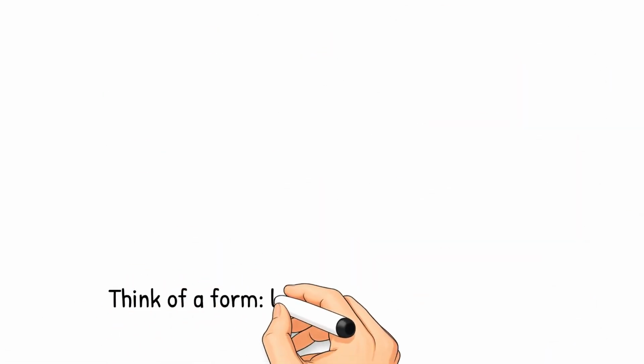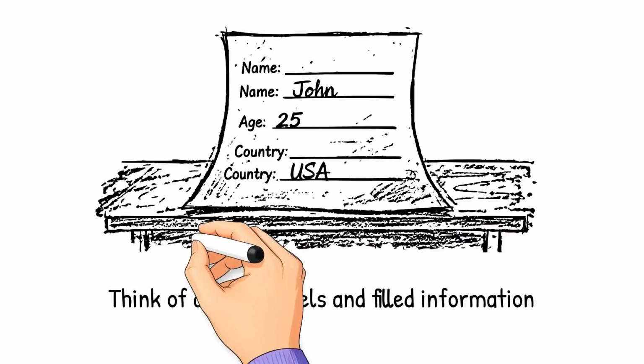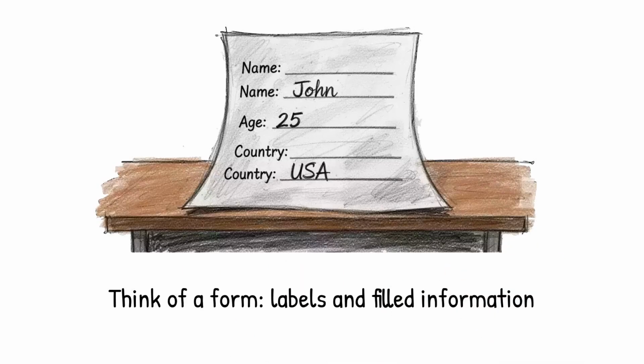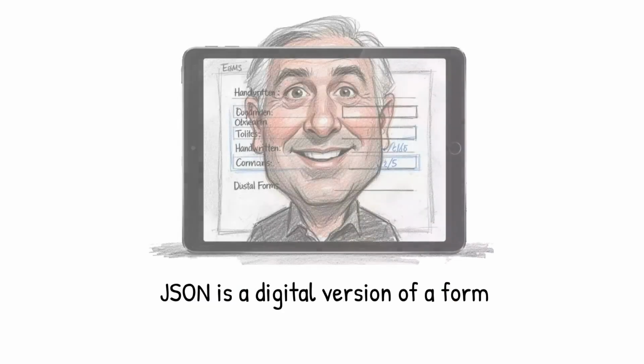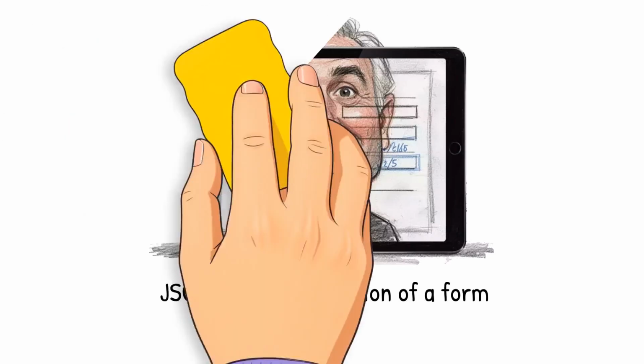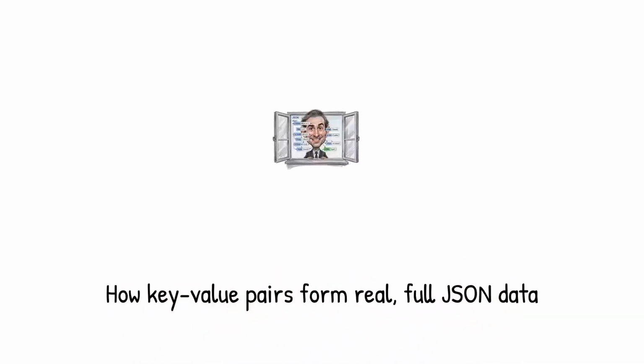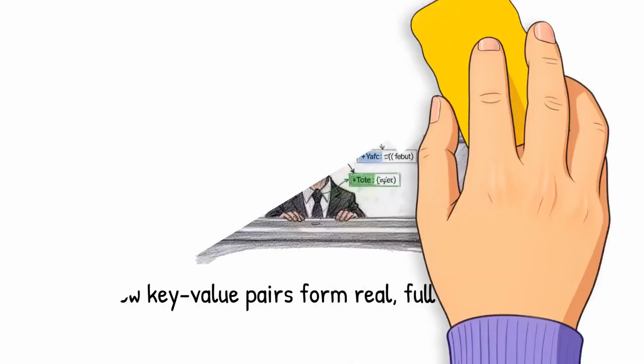And here's the analogy that makes it instantly click. Think of the simple form you fill out. Name, John. Age, 25. Country, USA. Each line has a label and what you wrote next to it. That is exactly what JSON is, a digital form full of labels and their values. The label is the key. What you wrote is the value. That's the whole foundation. Let me now show you how these little pairs come together into real full JSON.